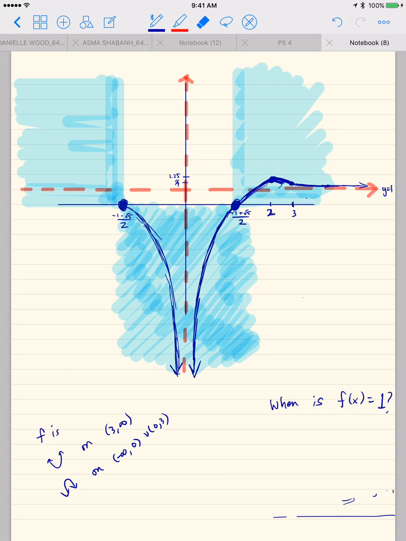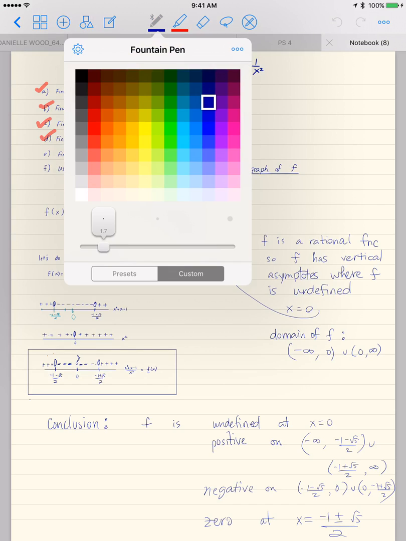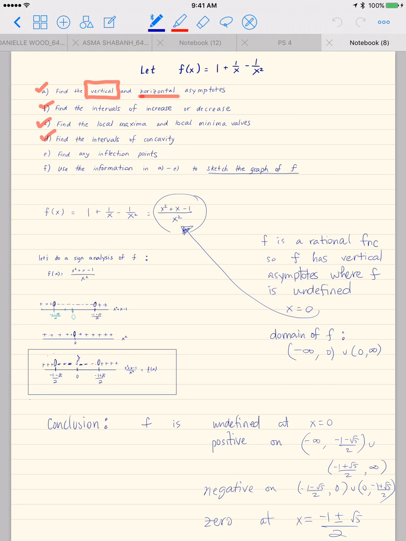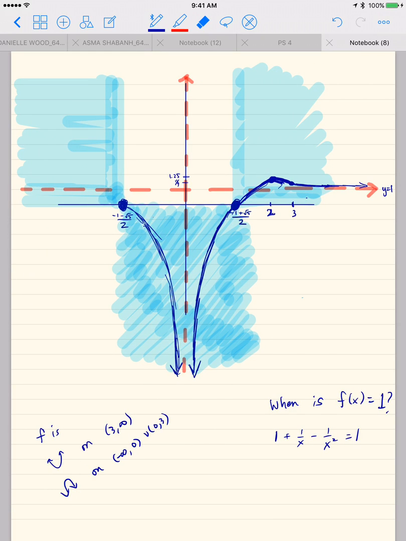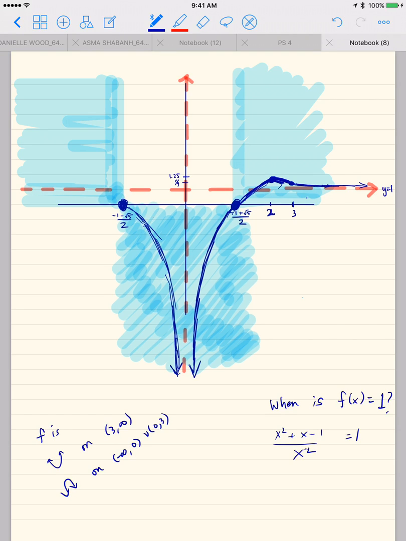And let's verify by asking ourselves, when is f of x equal to 1? So to solve when f of x is equal to 1, that's solving 1 plus 1 over x minus 1 over x squared is equal to 1. And it'll be better for us to use this version, x squared plus x minus 1 over x squared. So I have x squared plus x minus 1 over x squared equals 1.